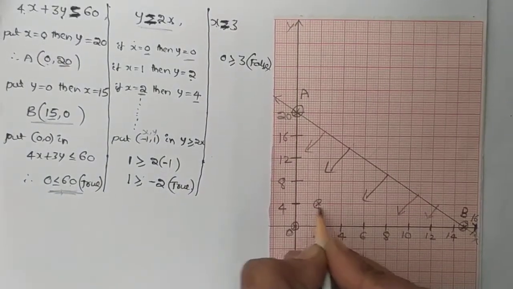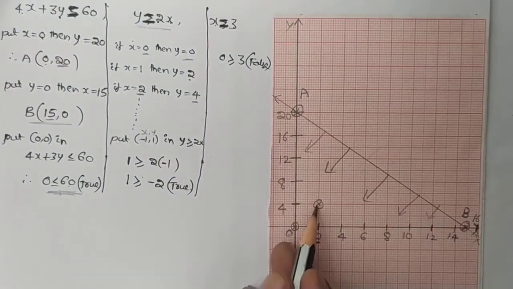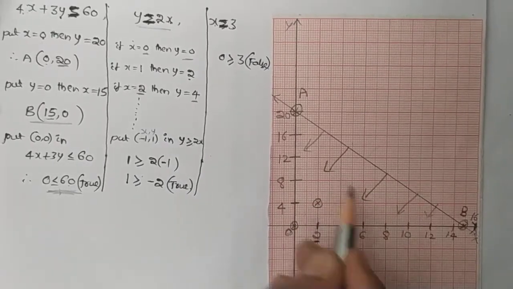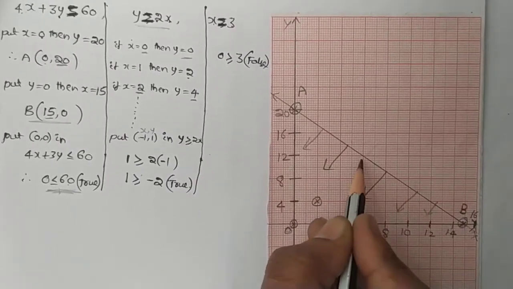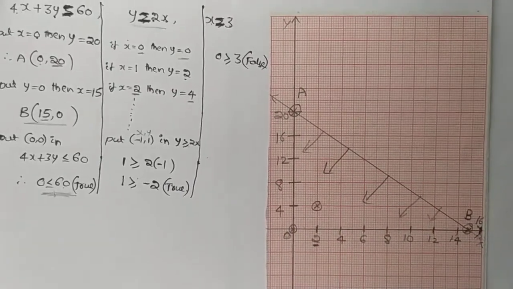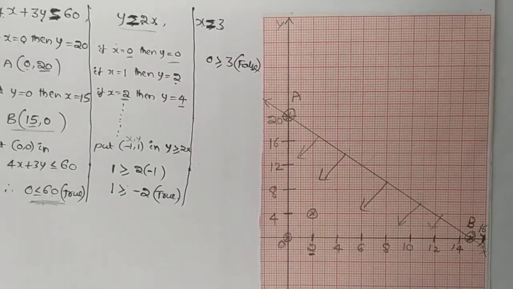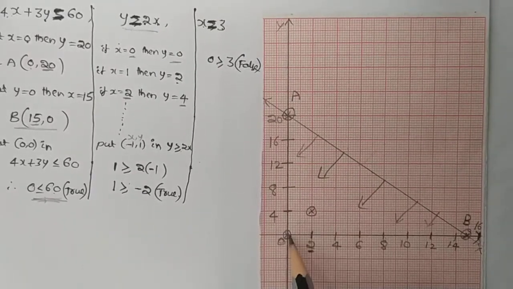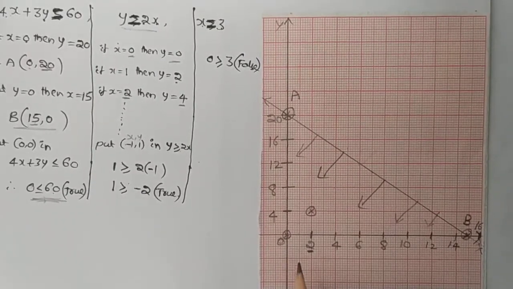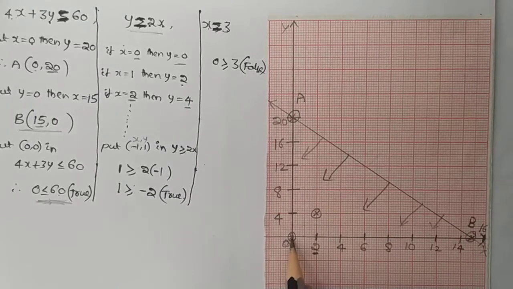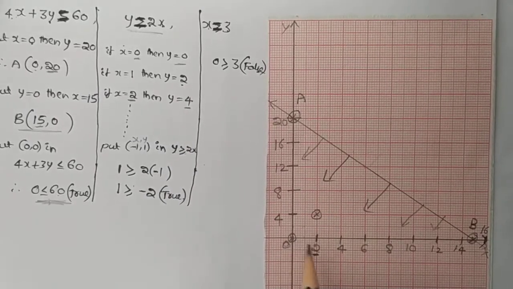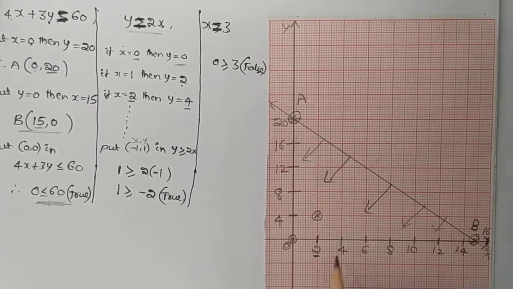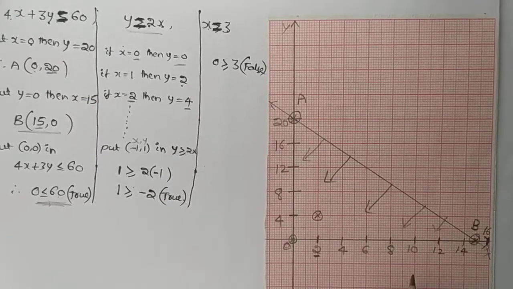If x equals 2, y equals 4. If x equals 4, then y equals 8. If x equals 6, then y equals 12. No need of every point. Here we have to know only the points: x equals 0, y equals 0. If x equals 2, y equals 4. No need to verify the other points.